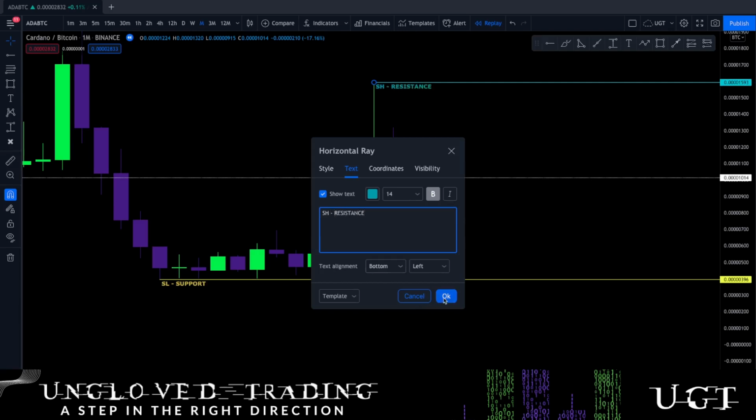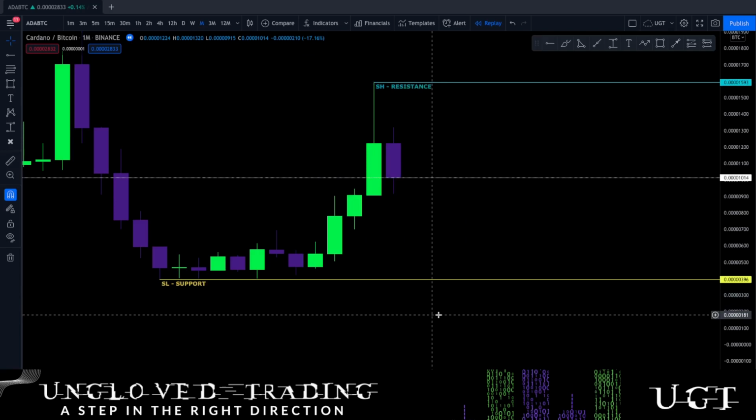However, there are 4 levels that we are going to be looking at. 4 basic ways of marking out our support and resistance. And we are going to focus on doing this on the highest time frame first before we then go into the lowest time frame. So always practice this to begin with on the highest time frame. So we're going to add 2 more levels to our chart.